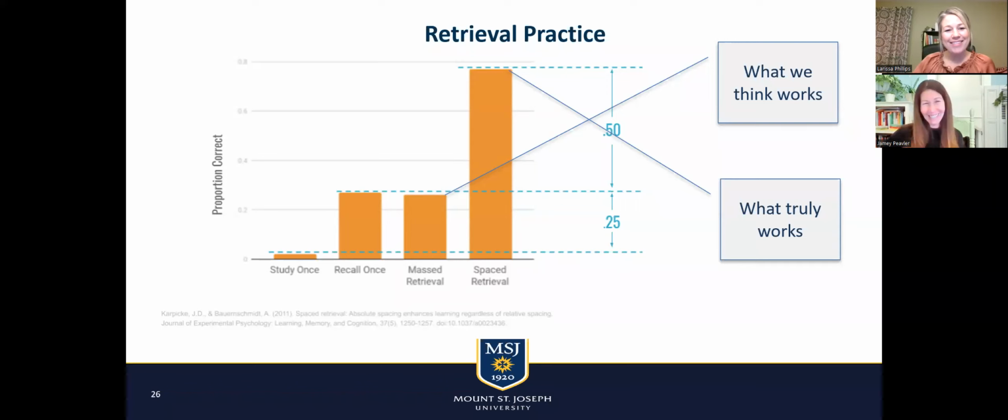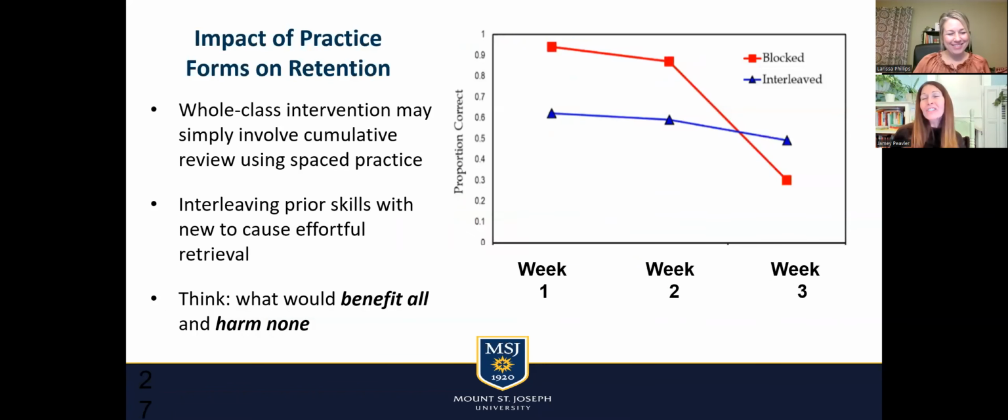Perfect. All right. So one more view of this practice topic is looking at that same type of model, massed or blocked on this diagram, and interleaved. Now, interleaved is a little different than spaced. So interleaved is, I'm going to give you a math example for a moment.